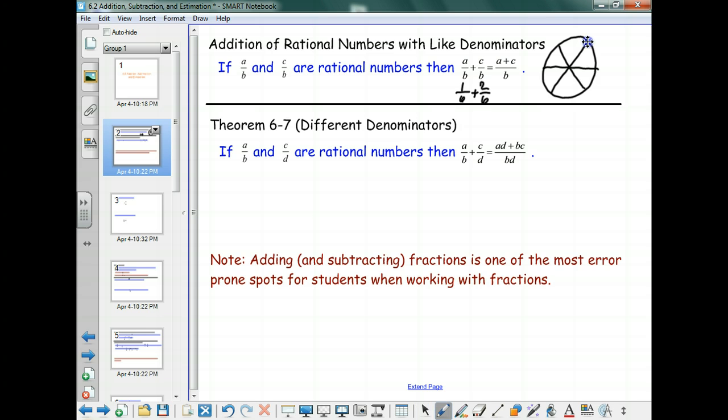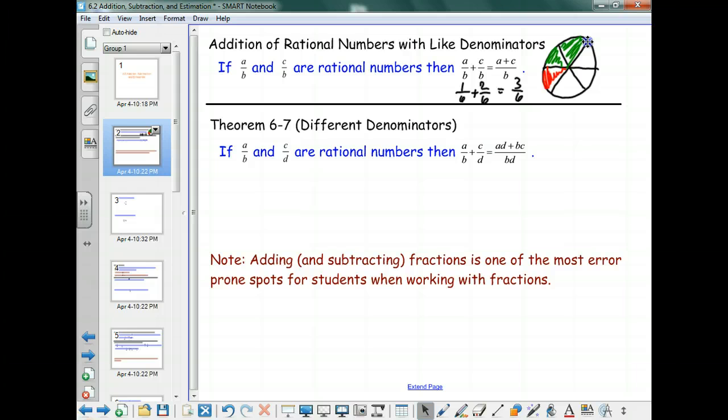So 1/6 means 1 piece. And then 2/6 means 2 pieces. And visually you can see exactly why this becomes 3 out of 6, because there are still 6 pieces. I didn't add 6 pieces, it's still the 6 pieces individually. Okay. So that's a visual. And then different denominators work differently.